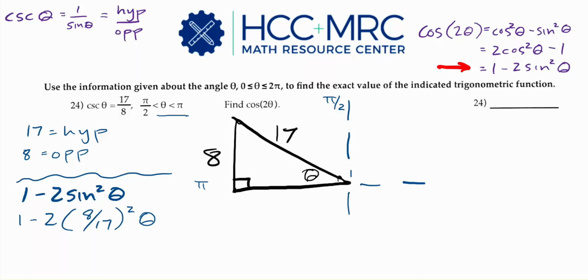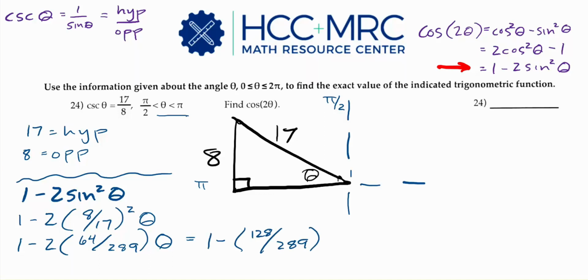giving us 1 minus 2 times the quantity of 8 over 17 squared. I went ahead and squared the sine value first, giving us 1 minus 2 times the quantity of 64 over 289. And simplified further by distributing the 2 to the fraction, giving us 1 minus 128 over 289.